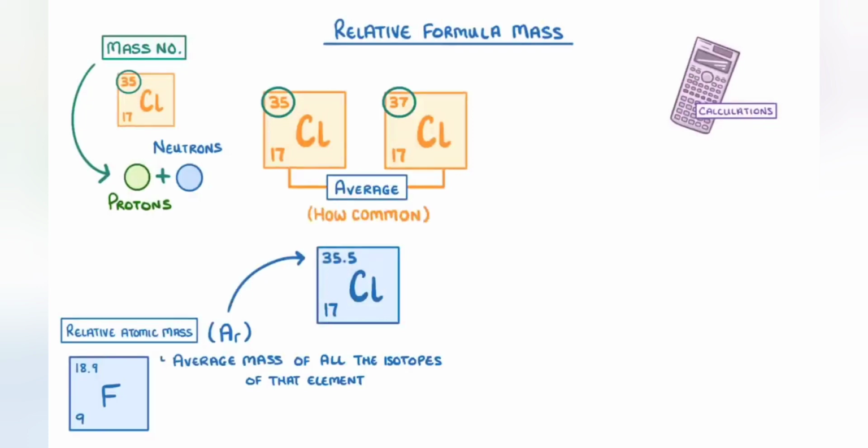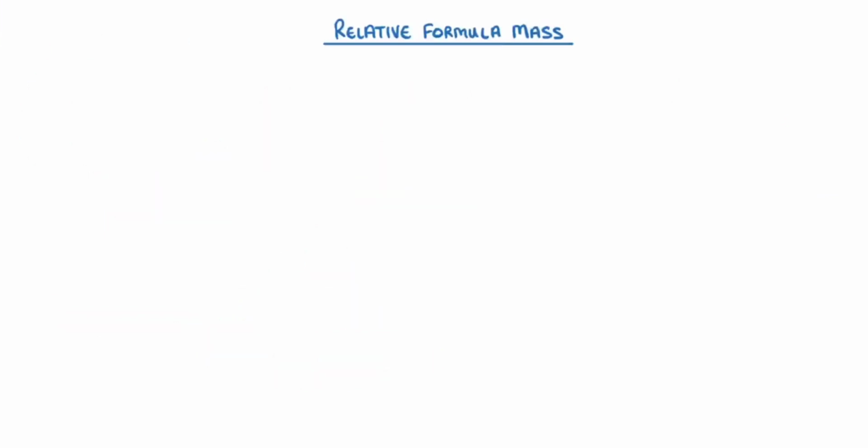Whereas particular chlorine atoms could have mass numbers of 35 or 37, chlorine as an element has a relative atomic mass of 35.5, because that's the average mass of these two isotopes when we consider how common each one is. But what if we want to find the average mass of an entire compound, which will obviously have more than one type of element in? Well, that would be the relative formula mass, which we always write as Mr.